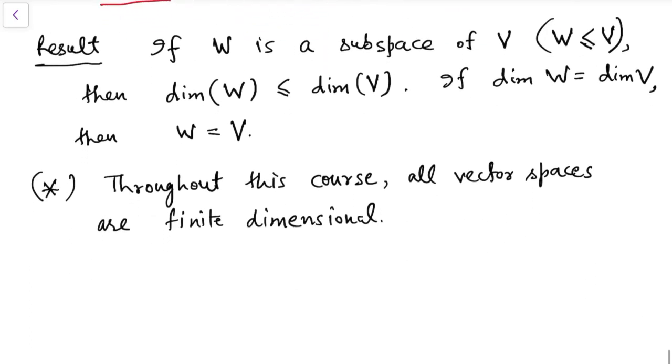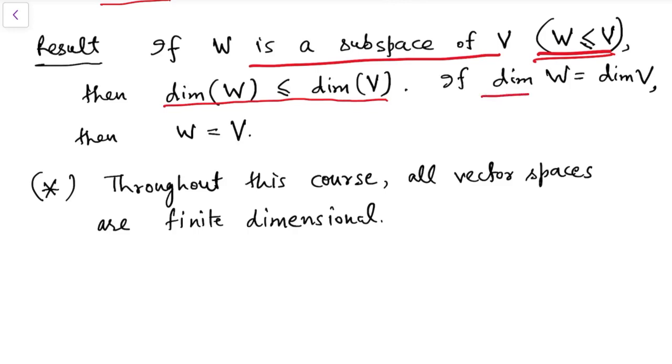Then we have this result that if W is a subspace of V, we write this way, then dimension of W is less than or equal to dimension of V. And if dimension of W is equal to dimension of V, then W is equal to V. And just like in group theory we have studied finite groups, we will study only finite dimensional vector spaces.